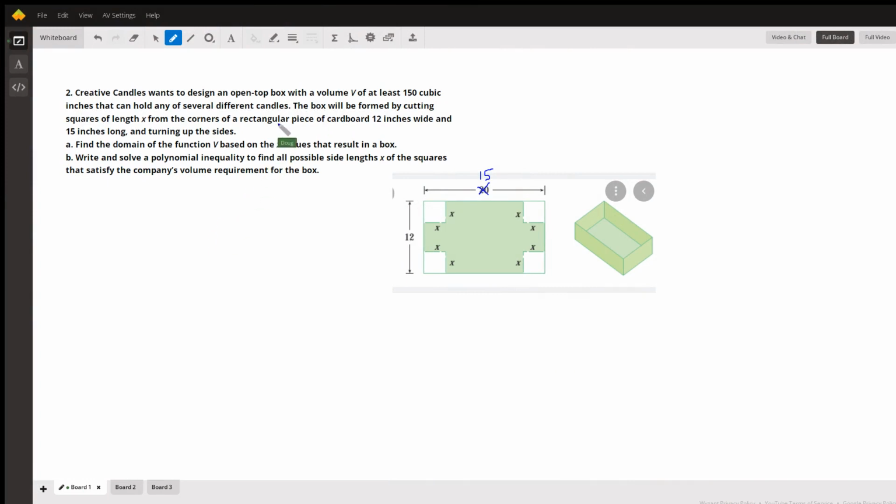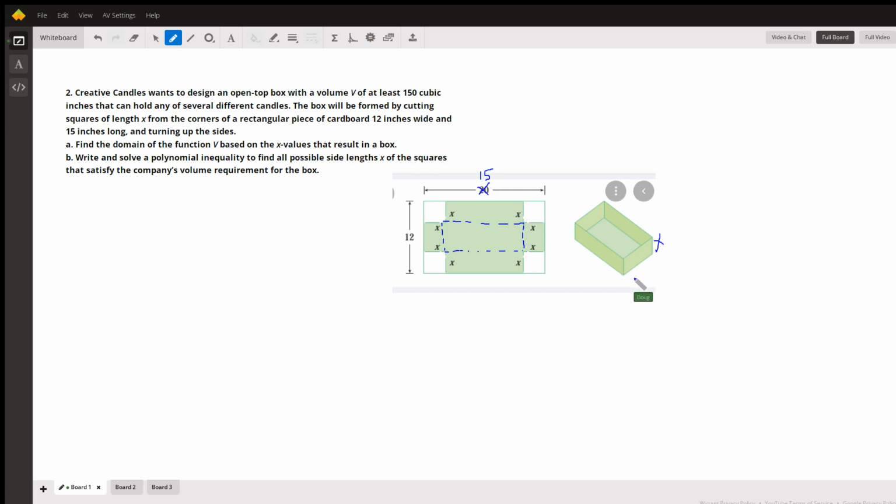Okay, we've got this piece of cardboard that's 12 by 15 inches long. We're going to cut a square from each corner of equal dimensions and fold up the sides along these dotted lines. And we'll get a box that looks something like this, where this dimension is x.